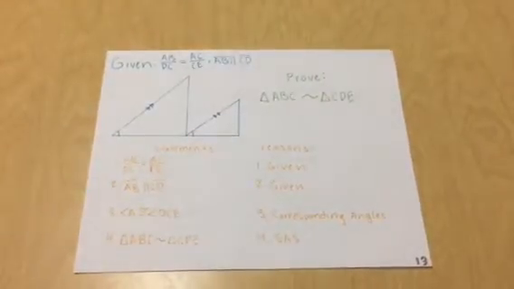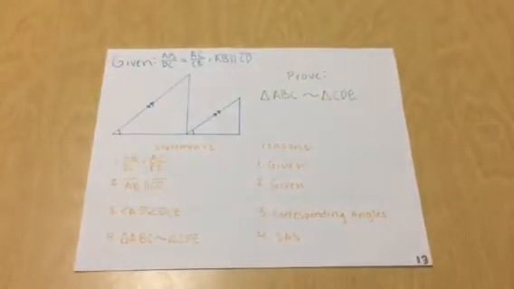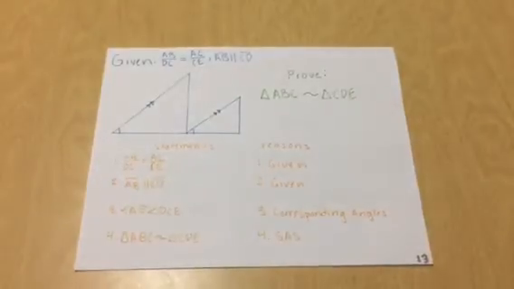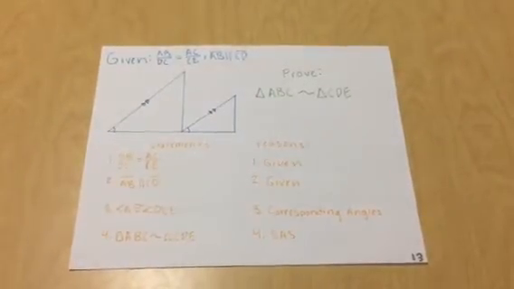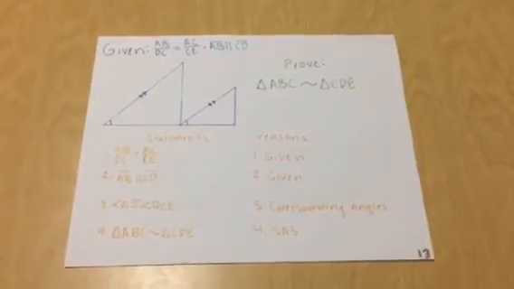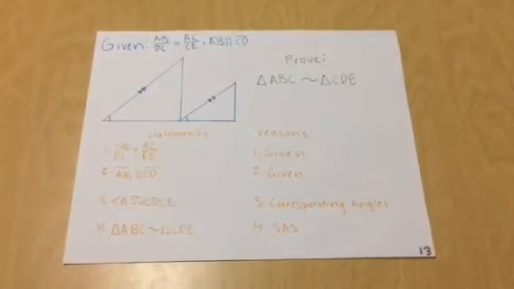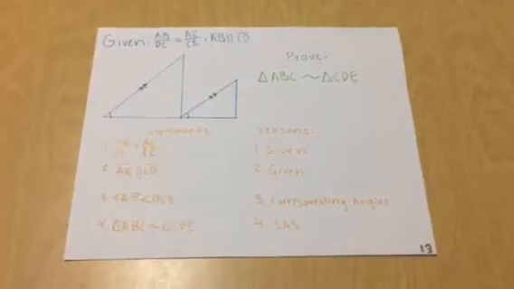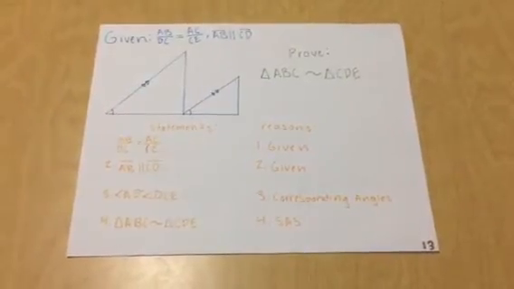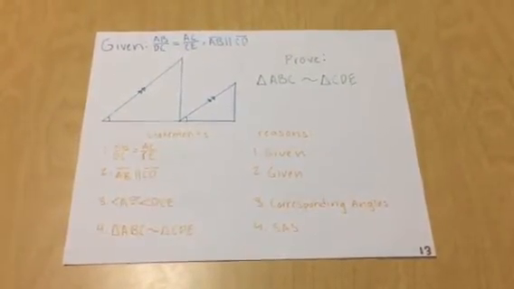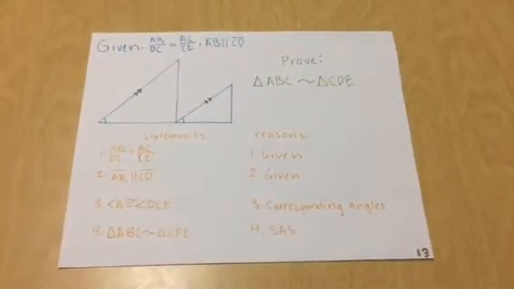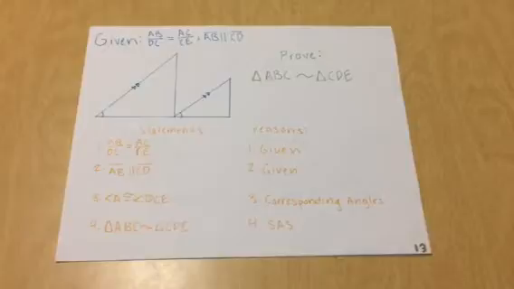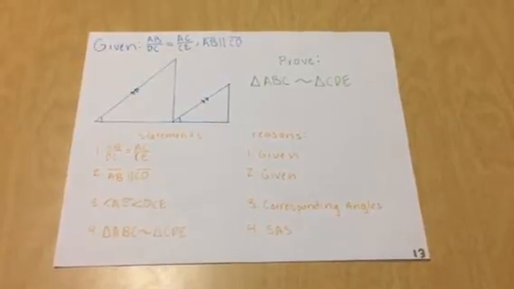We already know that the sides AB and AC are proportional to the sides DC and CE, and that the line AB is parallel to the line CD. Through corresponding angles, angle A and angle DCE are congruent, so through side angle side, triangle ABC is similar to triangle CDE.